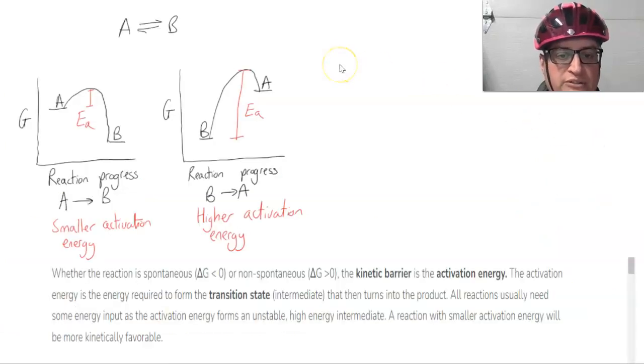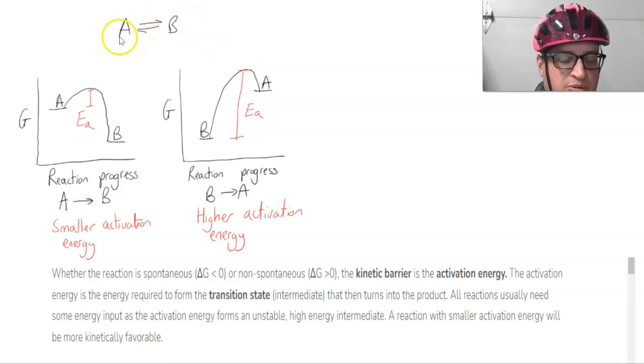So, looking at this a little differently, whether the reaction is spontaneous or not, the kinetic barrier is the activation energy. So, the idea is that the activation energy is going to be pretty much connected to how fast it will go. The activation energy is the energy required to get to the transition state, right, at the top of the energy hump, that turns to the product. The reactions usually will need some energy input as activation to form the unstable intermediate. Smaller activation energy, more kinetically favorable.